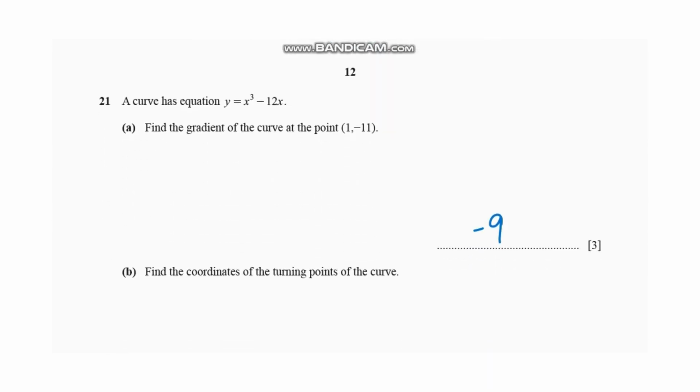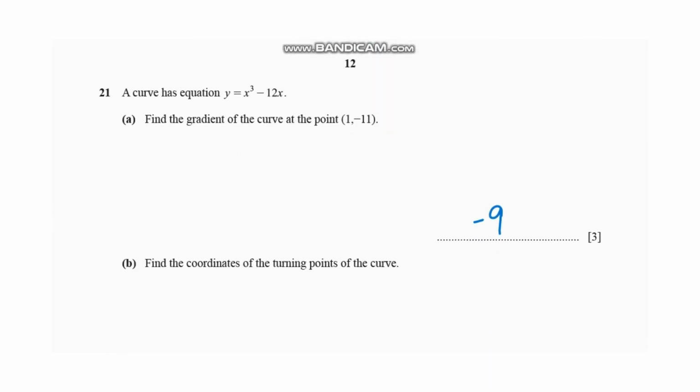Question 21 states the curve has the equation y is equal to x squared minus 12x. Find the gradient of the curve. So what we will do is write the gradient as 1 and 11. We will input the values and we will calculate the gradient, which will be minus 9.